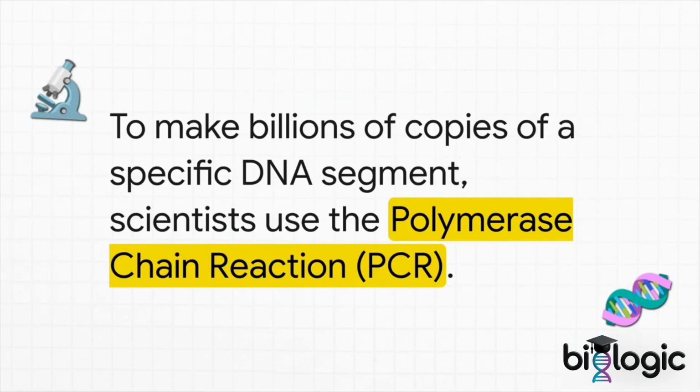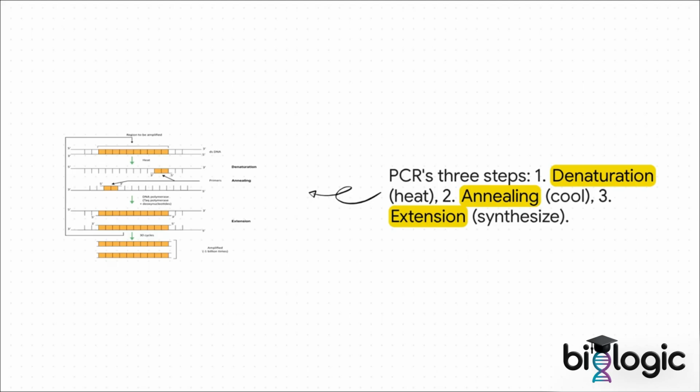Now, about that amplification step. To make millions or even billions of copies of just one specific piece of DNA, scientists have an amazingly powerful technique. You've almost definitely heard of it. It's called the polymerase chain reaction, or PCR. PCR is really just a simple cycle of changing temperatures over and over again.